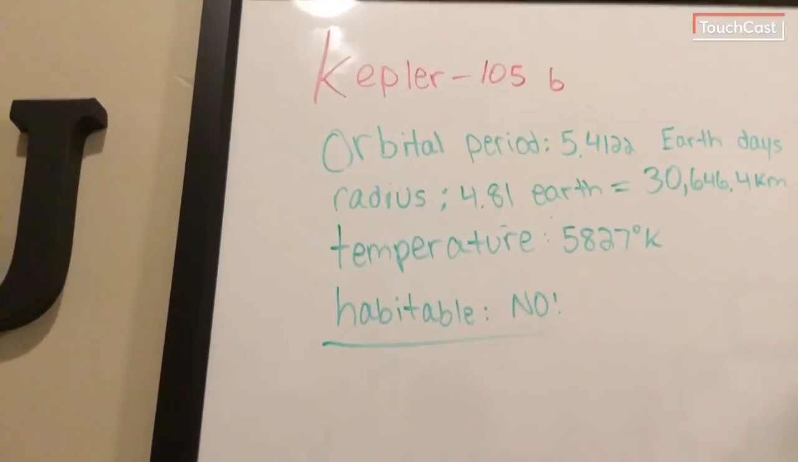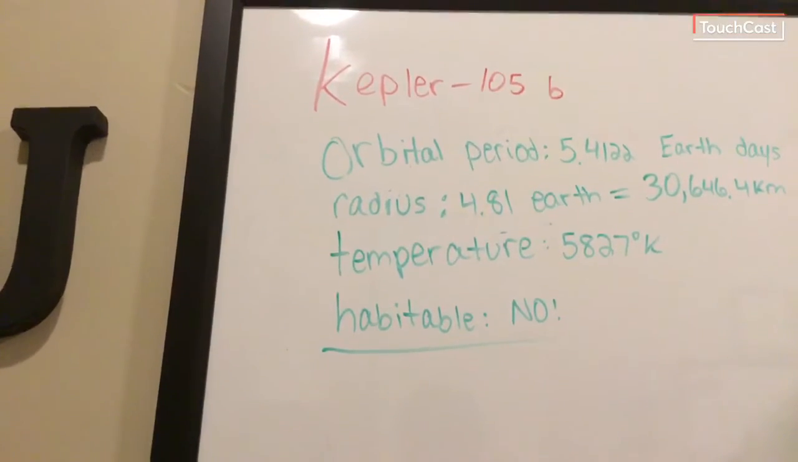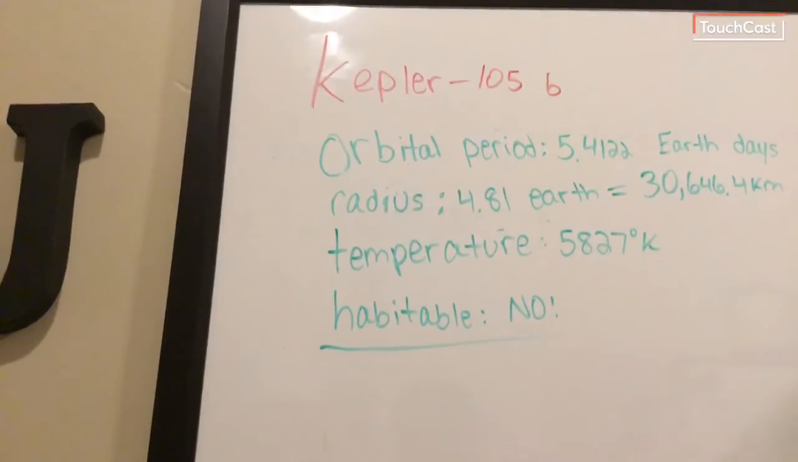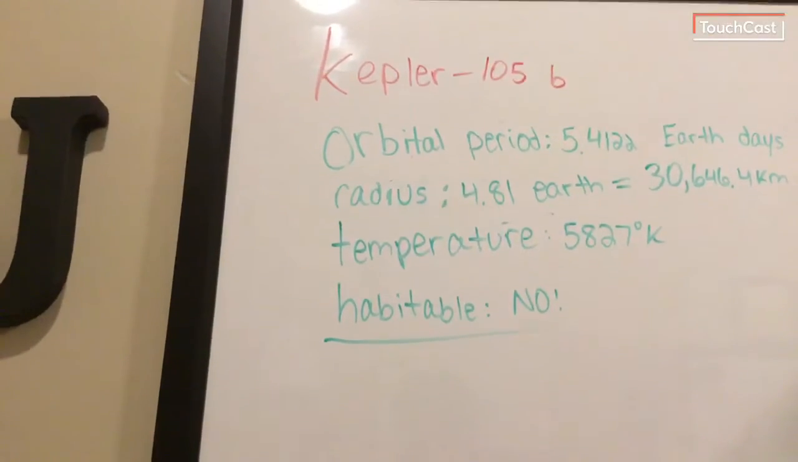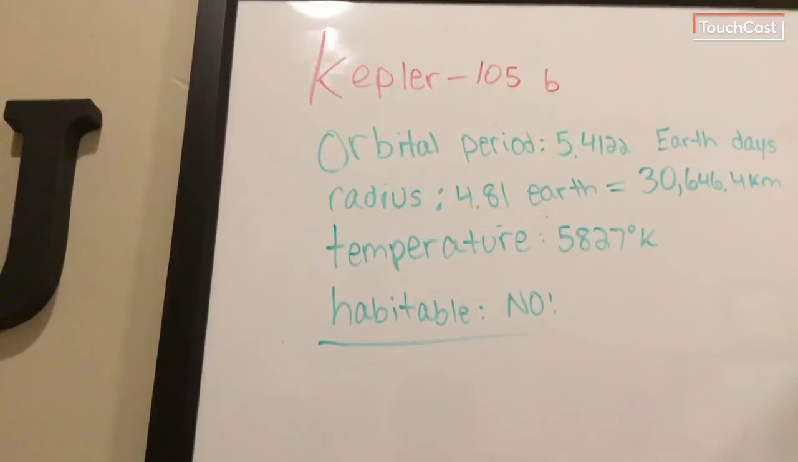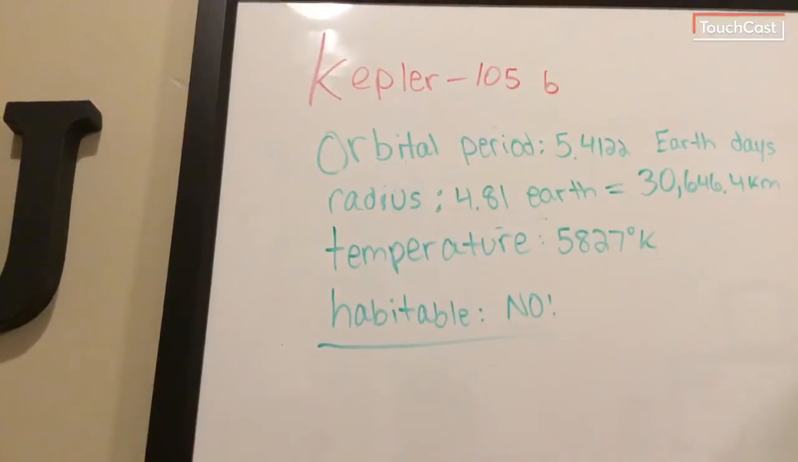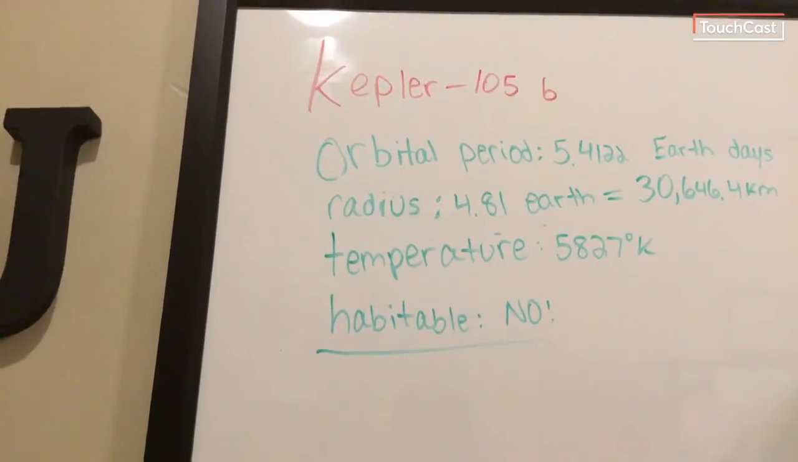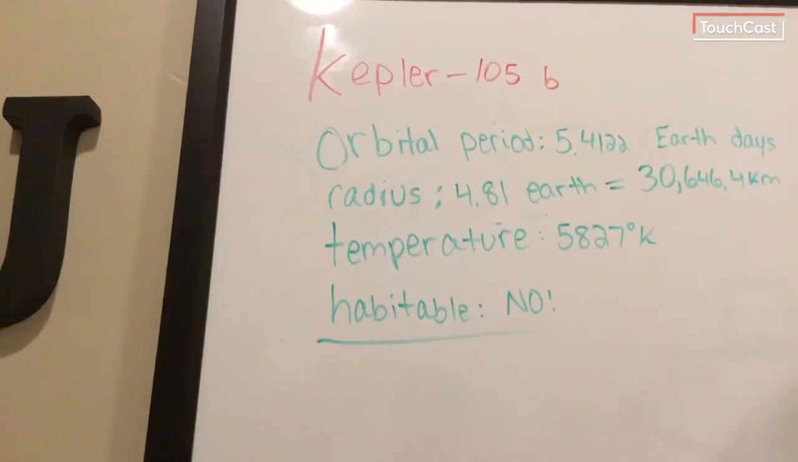Third, it is a gas planet, not a rocky ocean planet like Earth. Lastly, water, which is needed for everything living to survive, is not present. Overall, human presence on Kepler-105b does not seem likely, at least in the near future, due mainly to distance.